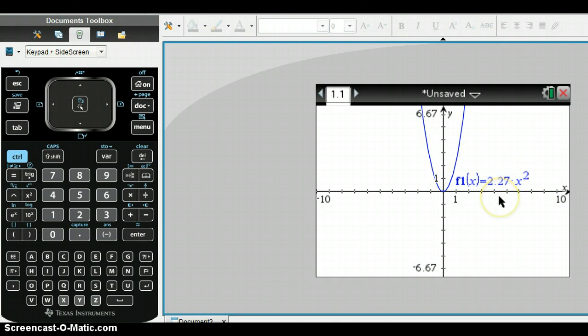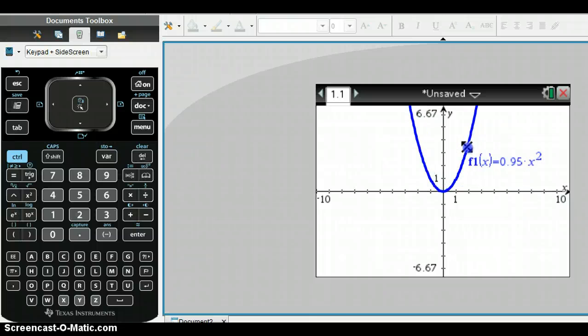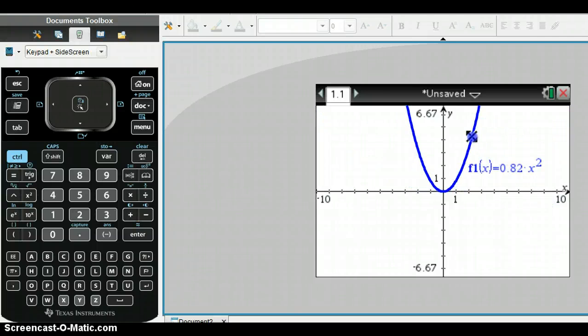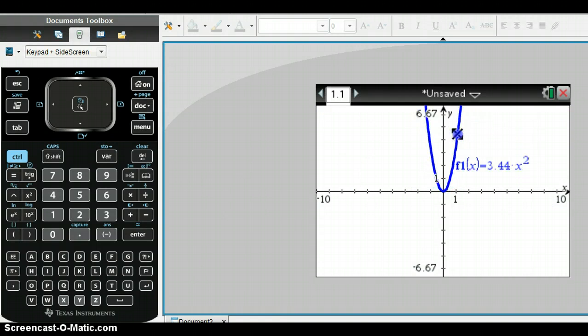If we grab the graph and put it closer to the y-axis, notice that k value, now it says it's 2.27. It's greater than 1. And it's getting closer to that y-axis. It's getting skinnier. So as k increases, that graph becomes narrower. And as k decreases, the graph becomes wider, bigger.